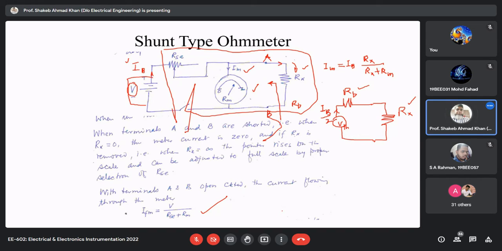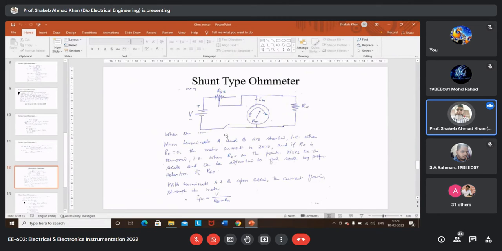This is basically measurement of... we were discussing the measurement of medium resistance. In measurement of medium resistance, first of all, we discussed the voltmeter ammeter method, and all the final points we have discussed about that method. Then we discussed the substitution method.